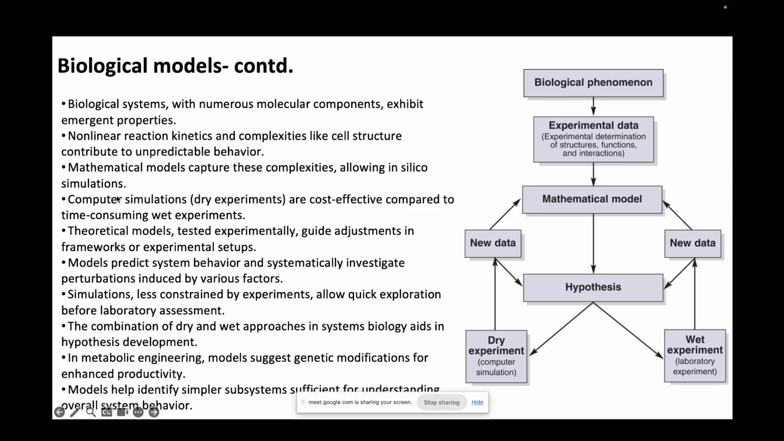Just to quickly go through it, biological systems with numerous molecular components exhibit emergent properties. You'll come across this term, emergent properties, a lot. Nonlinear reaction kinetics and complexities like cell structure contribute to unpredictable behavior. The idea of these mathematical models is to capture all these complexities, allowing in silico or computer simulations of these models to try to mimic that system.